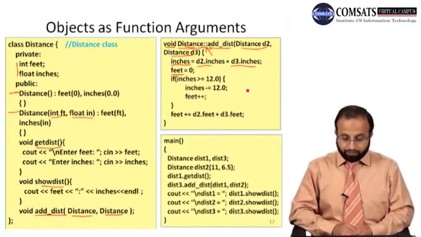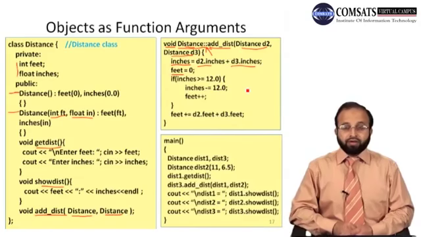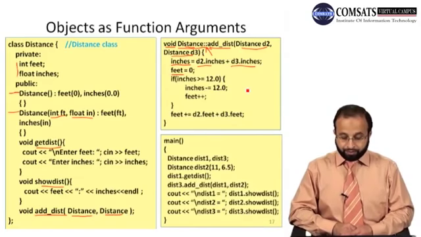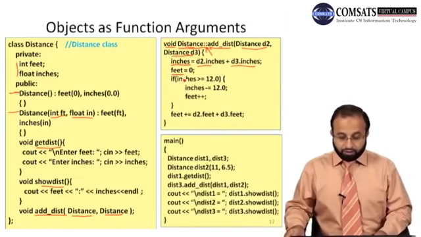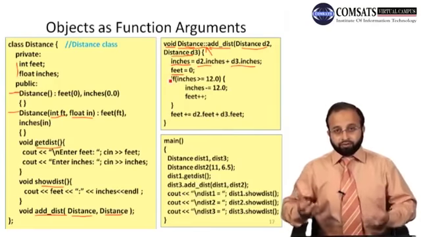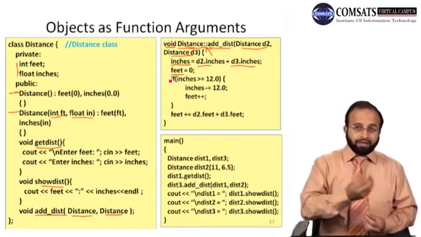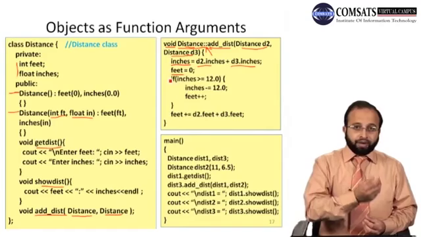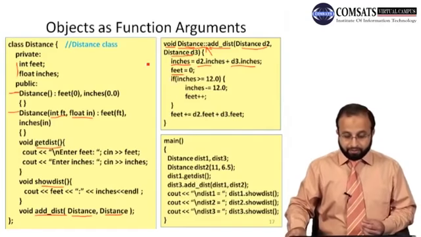Then this is the main function. In the main function, first we are going to create two objects. Okay, let me explain one more thing in the addDest function. So first, we add the inches of the two distances and store them in the inches of the private data member.